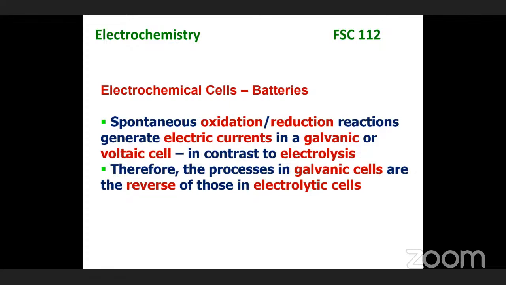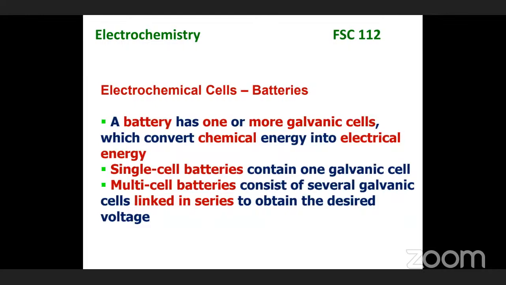Okay, so the second bullet point there says, therefore, the process in galvanic cells. So galvanic cells will also be another name for electrochemical cells. And you see here, therefore, the processes in galvanic cells or electrochemical cells or batteries are the reverse of those in electrolytic cells. Electrolytic cells are where electrolysis occurs. So please try and make that distinction.